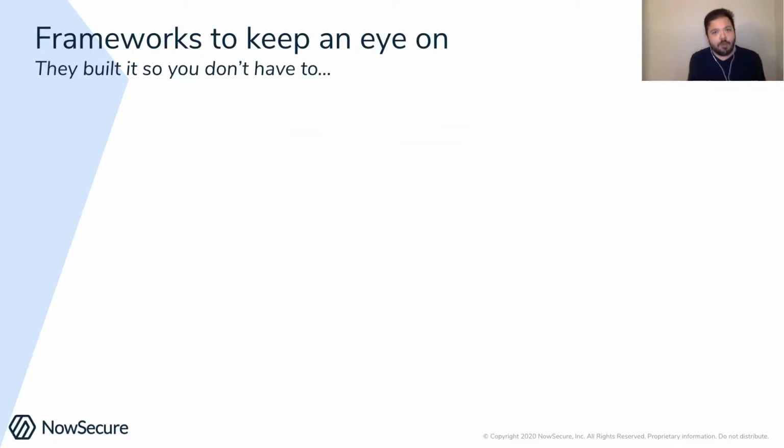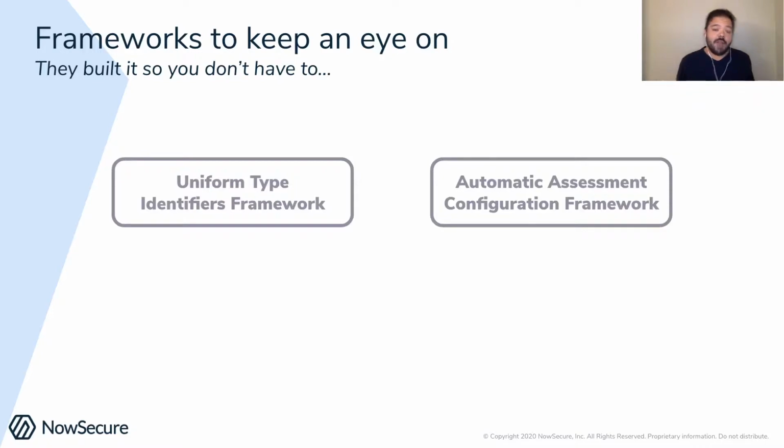So in my experience, I work with a lot of developers and security teams, and one of the biggest challenges they face is building out components that they need to really fill out their business practices. So it's important to take a look at some of the new frameworks that are getting added into the SDK. And I think two of them that were added that are really useful, that I see a lot of people already building on their own, are the Uniform Type Identifiers framework and the Automatic Assessment Configuration framework.